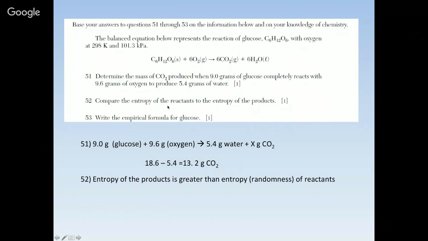And then the last one was the empirical formula of glucose. Kind of a random question in here, but remember our molecular formula shows us exactly how many of each element we have. The empirical formula is going to be the reduced version of that. So if you reduce C6H12O6, a lot of you are following along and got this one, it's CH2O. Great job.